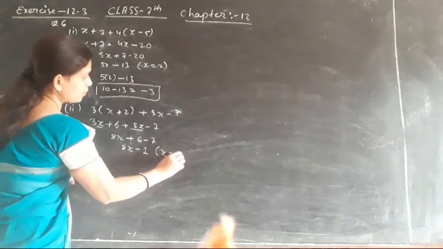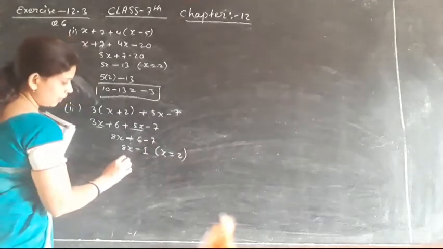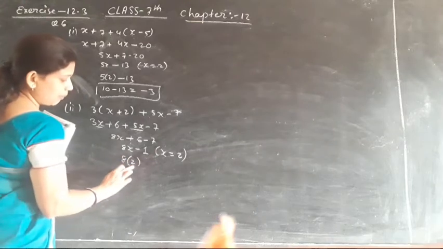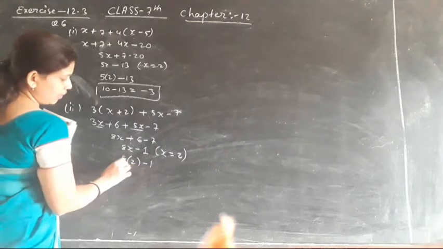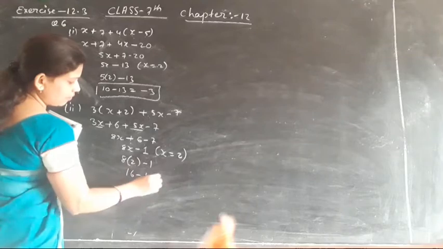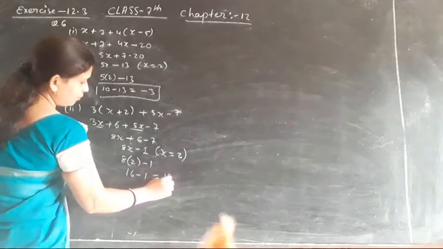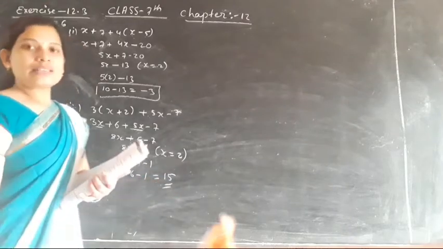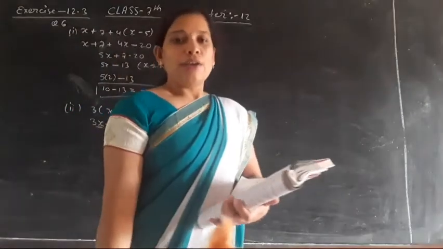So here you have to substitute the value of x is equal to 2. So x के प्लेस पे क्या पुट करना है? 2. 8x minus 1. So 8 into 2 is 16. 16 minus 1 will be equal to how much? 15, which is the required answer, and it will be equal to plus 15.